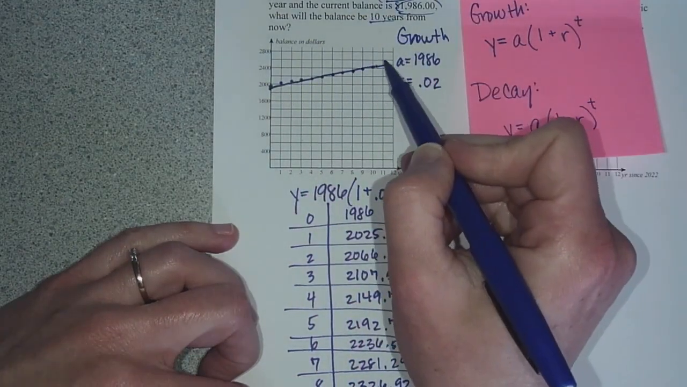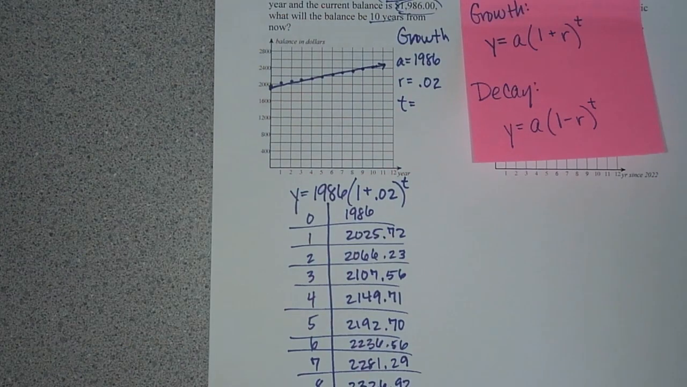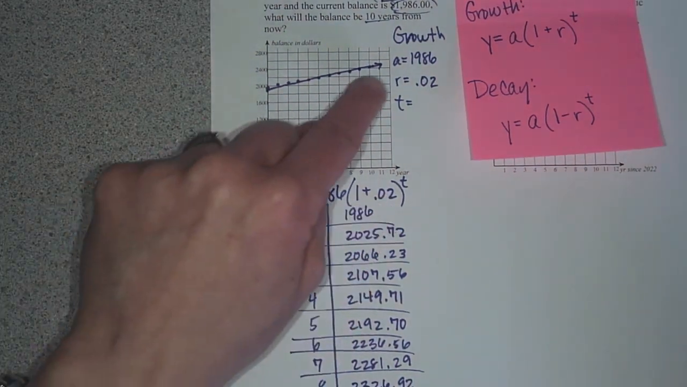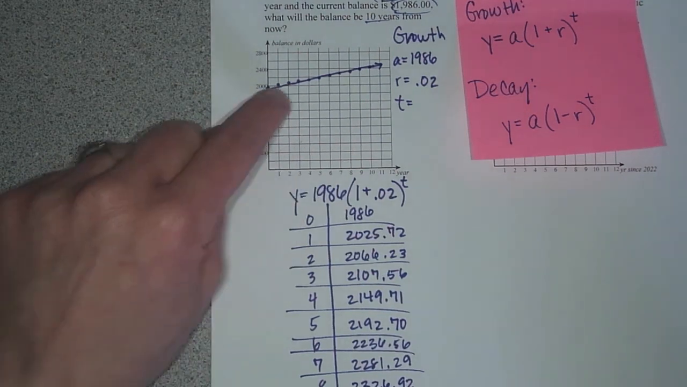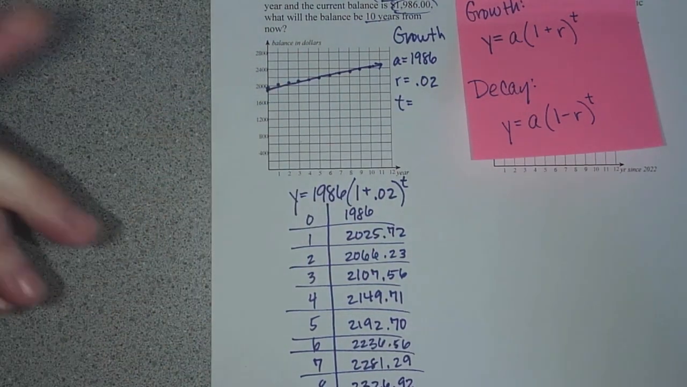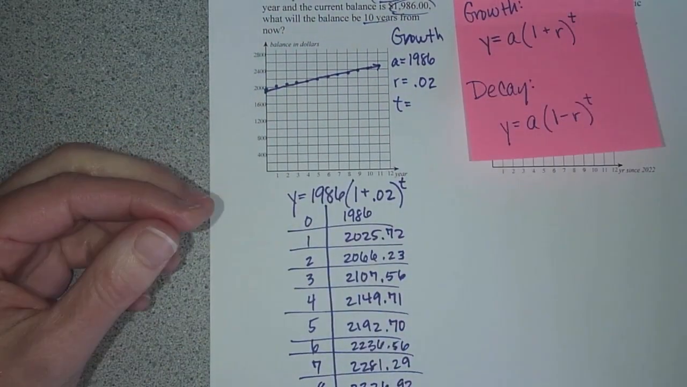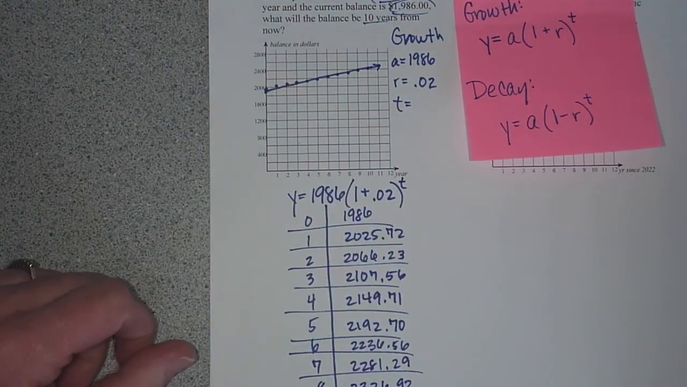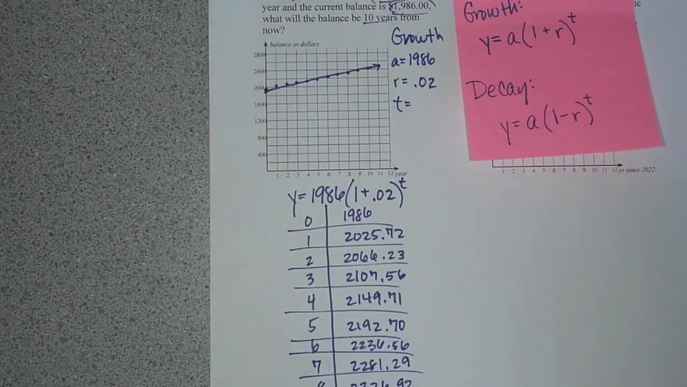Now, it should be a curved line, right? Because this is an exponential function. But when your rate is such a low percentage, you're not going to see the curve over this small amount of data. If you did 100 years, you would see it curve up. But with just 10 years, I mean, you can barely see it. Okay, let's go on to, actually, hang on one second.